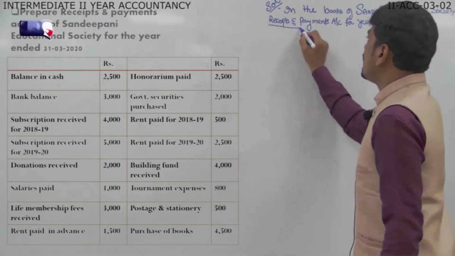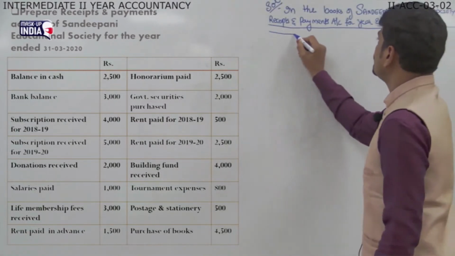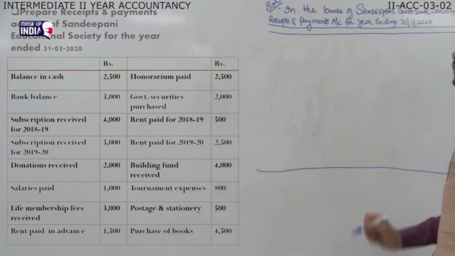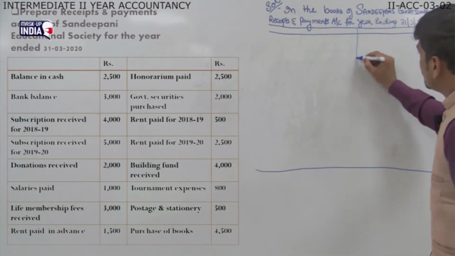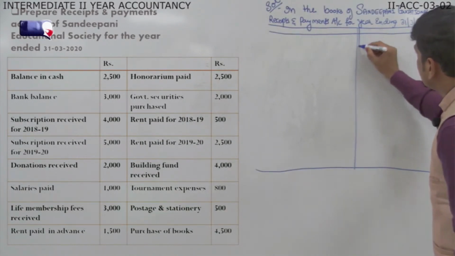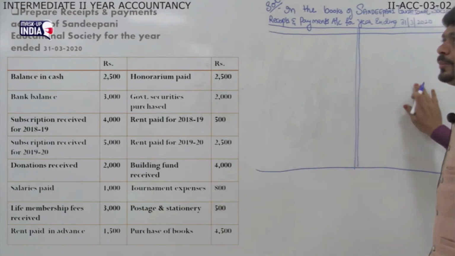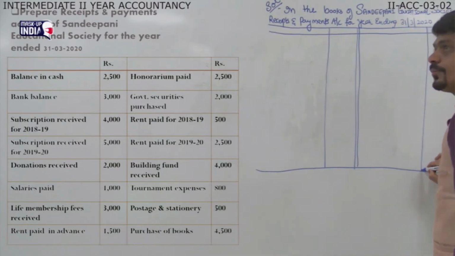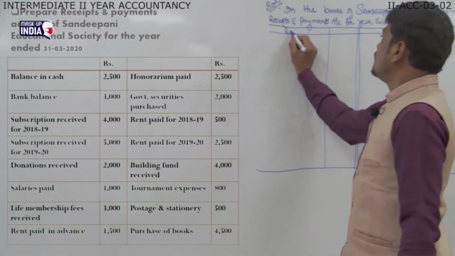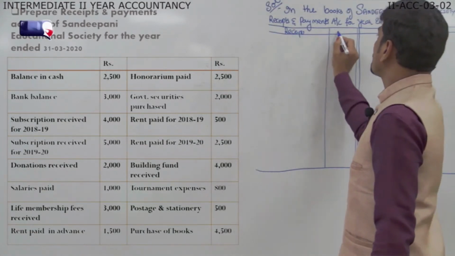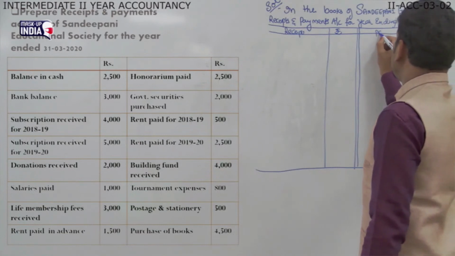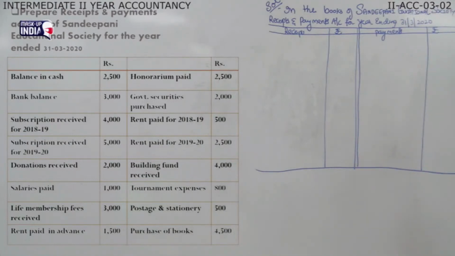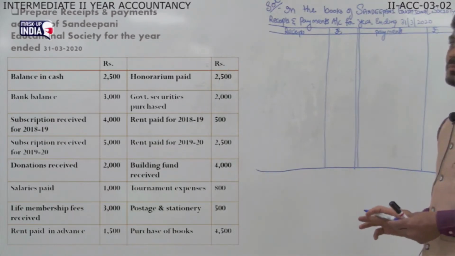Now we are drafting. As usual, the drafting for about 7-8 lines. Then dividing the page into two parts. Receipt side, payment side. Amount column and amount column. As usual, here we'll write receipts, rupees. Here we'll write payments and rupees. I'll be happy if you can do the problem along with me.